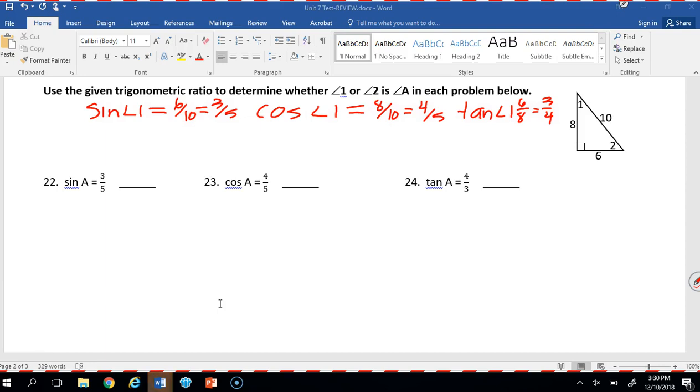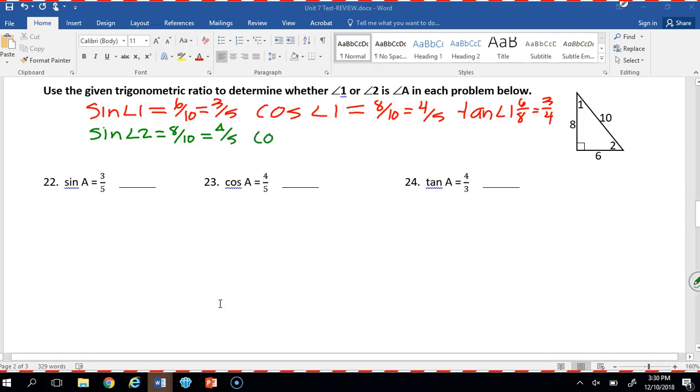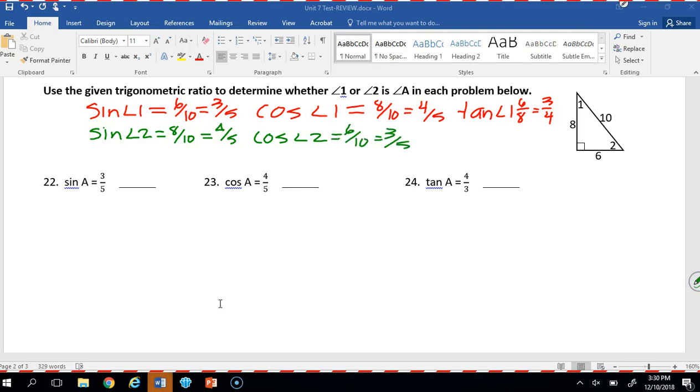Then I'm going to do angle 2. So I'm going to do the sine of angle 2, and again, this is going to be opposite over hypotenuse, so that's 8 over 10. That equals 4/5. Then I'm going to do the cosine of angle 2. Cosine is adjacent over hypotenuse, so that's going to be 6 over 10. So that's going to be 3/5. And then I'm going to do the tangent of angle 2. And again, tangent means opposite over adjacent, so this is going to be 8 over 6. So that's going to be 4 over 3.